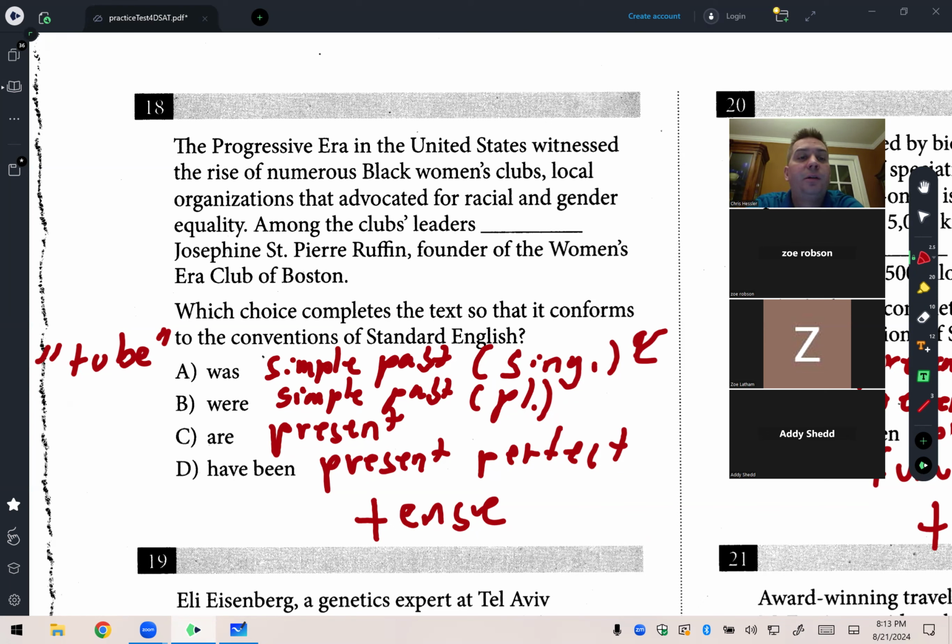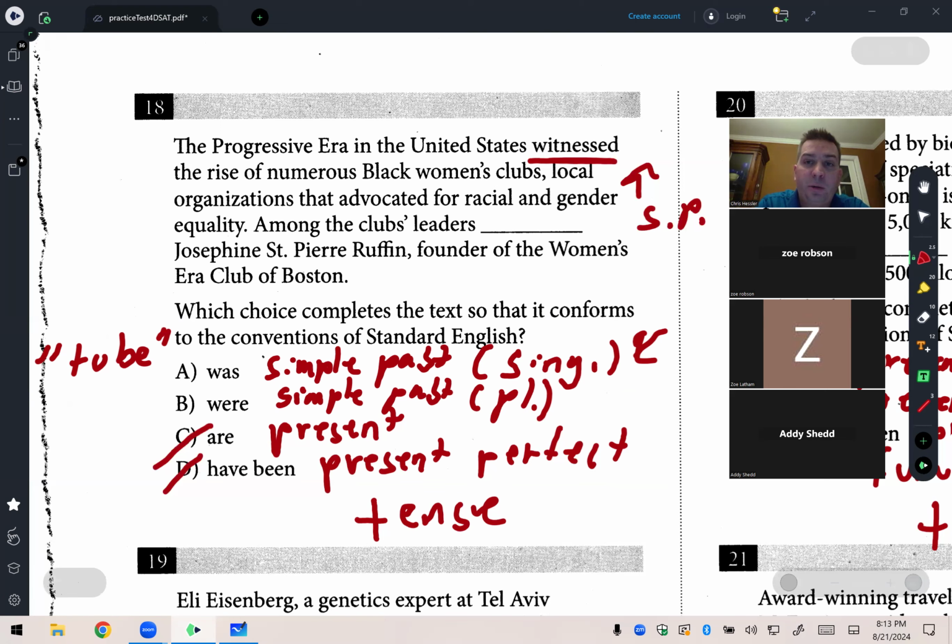Among the club's leaders, is it were Josephine St. Pierre Ruffin? If she were plural, we would pick that. Is it are Josephine St. Pierre Ruffin? Do we need present tense? Is this happening now? I don't think we're in the progressive era of the United States. And I can already tell we're in the past tense. Do you see this? I can already tell we're in the simple past. Right there. Simple past. So the progressive era witnessed something. We're in the past tense. We don't need any present anything.